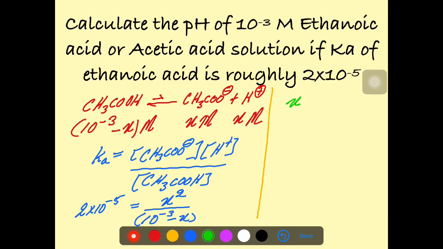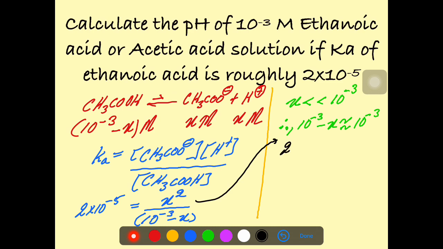Now as acetic acid is very poorly dissociated, we can say X is much smaller than 10 raised to minus 3, and therefore 10 raised to minus 3 minus X can be approximated as 10 raised to minus 3. And if we substitute this in the expression for Ka, then we can say 2 into 10 raised to minus 5 is approximately equal to X square upon 10 raised to minus 3.